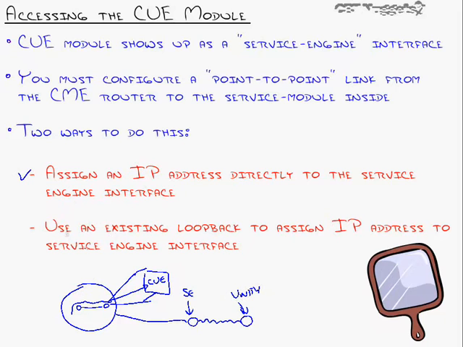So you, in essence, build a point-to-point link from the service engine to the Unity module by assigning IP addresses directly. Now, Cisco's preferred method is this one. I'm not too hip on it. It says use an existing loopback interface to assign an IP address to the service engine interface. What that means is you can have a loopback interface on your router, and loopbacks are commonly used for testing purposes and so on.